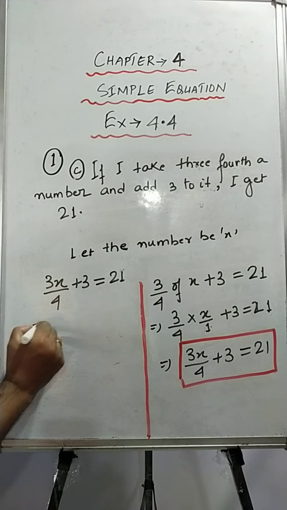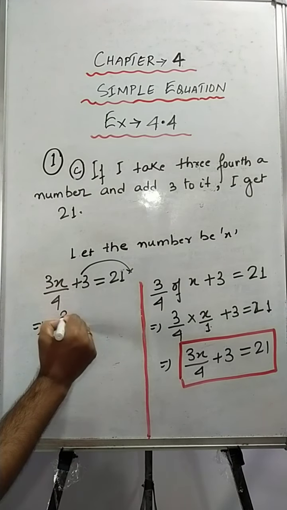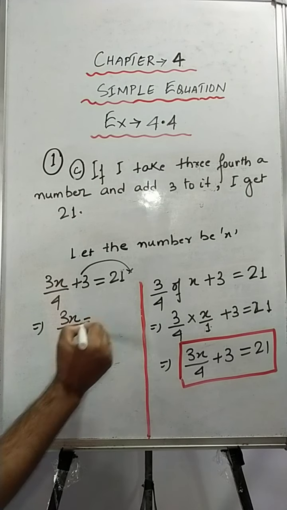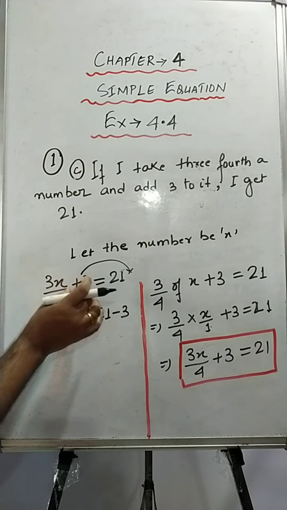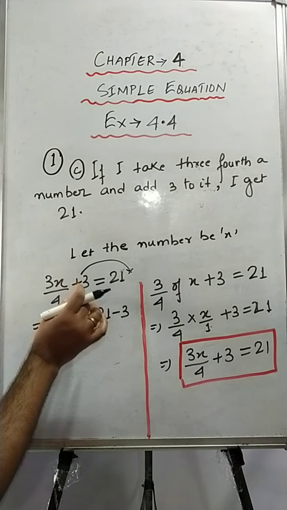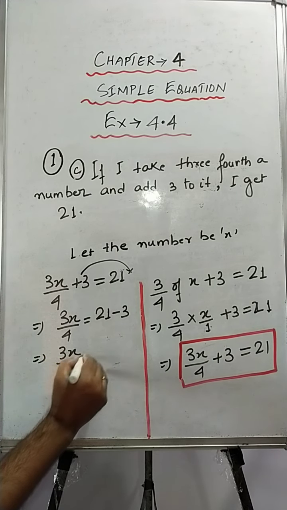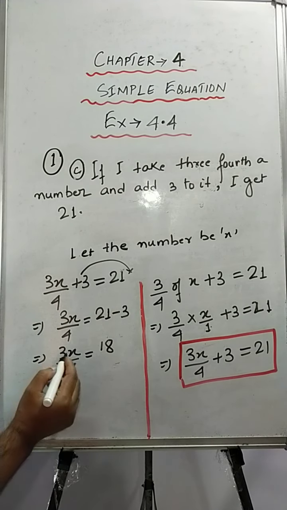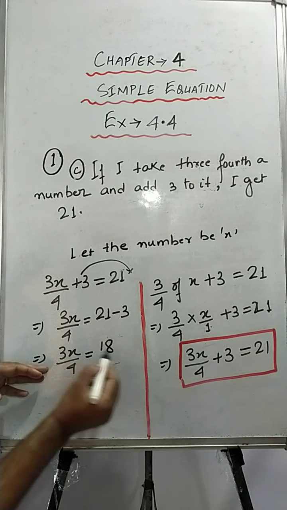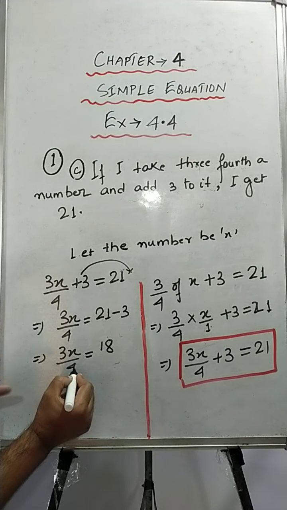Now what is the first thing that we have to transpose? That is plus 3 towards the right hand side. So it will look like 3x by 4 equals 21 minus 3. As we know, when anything is transposed, its sign changes, isn't it? So 3x by 4 is equal to 21 minus 3, which is 18. Okay, now what do we have to take? We have to take 4 and 3 also towards the right hand side. So first of all, as I said, always take the denominator first. So I will take 4 towards the right hand side.